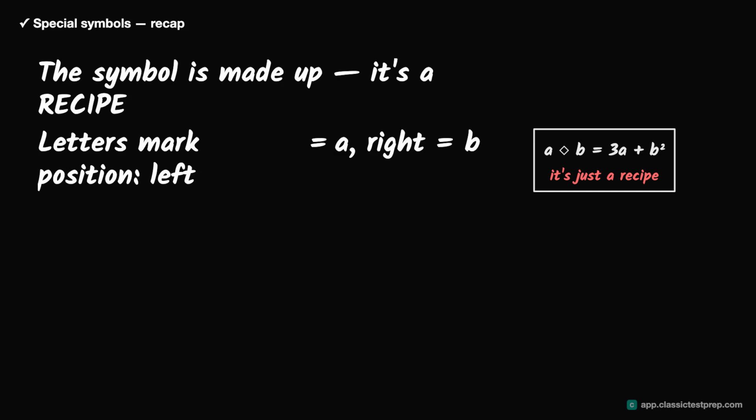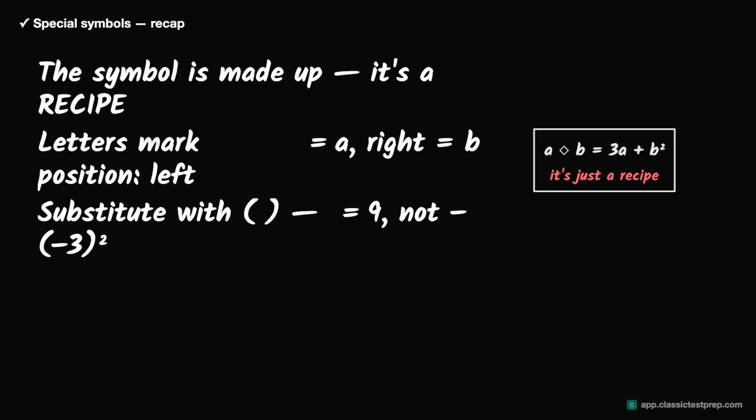then when you are given the numbers like 5 diamond 2, 5 is A because it's on the left and 2 is B because it's on the right. That would be different than 2 diamond 5, because now 2 is A and 5 is B. Substitute using parentheses, especially with negatives.